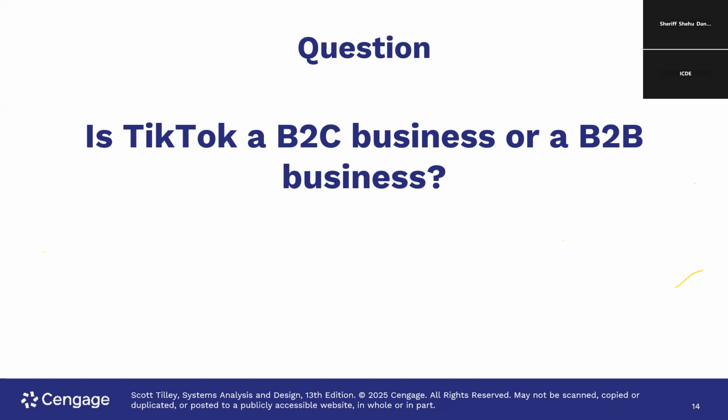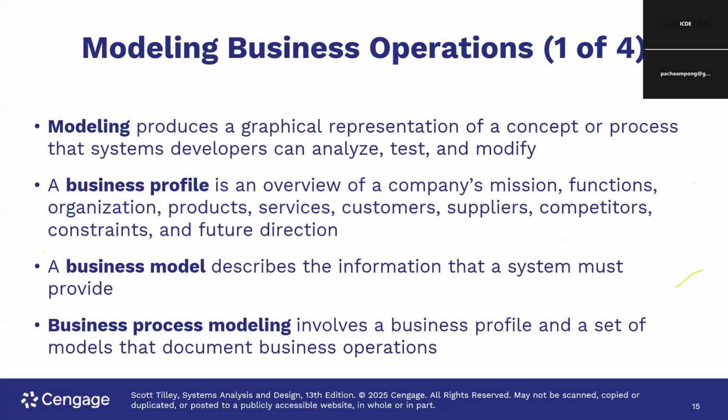Anyways, so basically TikTok is both. It runs both ways. We have business to consumers, the people who are selling directly to individuals sitting at home and ordering. And we have businesses who are actually working with other businesses on the same platform, right? Okay. Anyways. Now let's move on to modeling business operations.